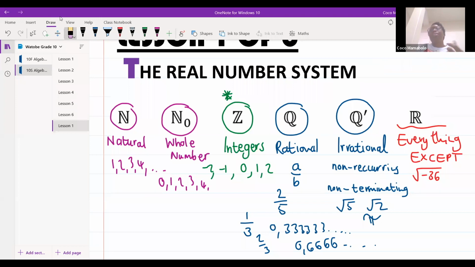So let's say, for instance, you're doing calculations, which you will come across, and you end up with something like the square root of -7. What you're going to write is that -7 has no real solutions. It has no real solutions. The answer does not exist in any of these number patterns that we've described here. Okay, there is a way to describe it. It's called an imaginary number.